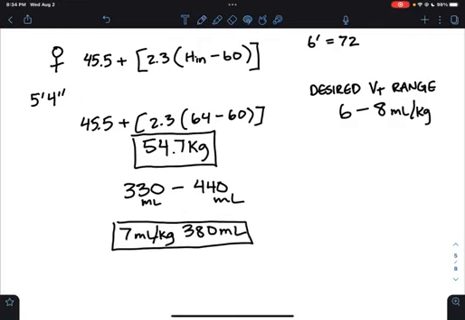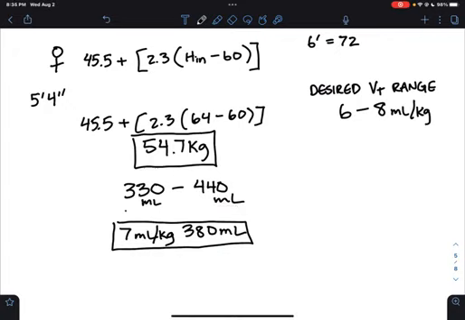So let's say we're in volume control, and with volume control, you set a tidal volume, right? If we want to set one number, like let's say the doctor wants you to set it at 7 milliliters per kilo, then you would plug in 380 milliliters. If the doctor wants 8 or 6, then you would put whatever number for these two.